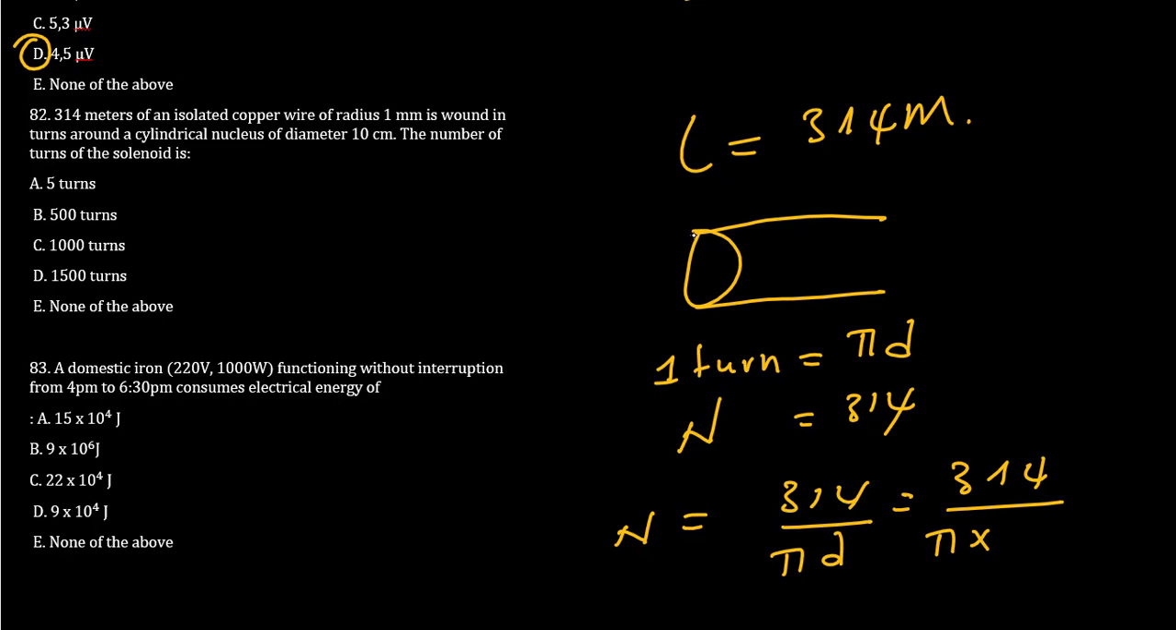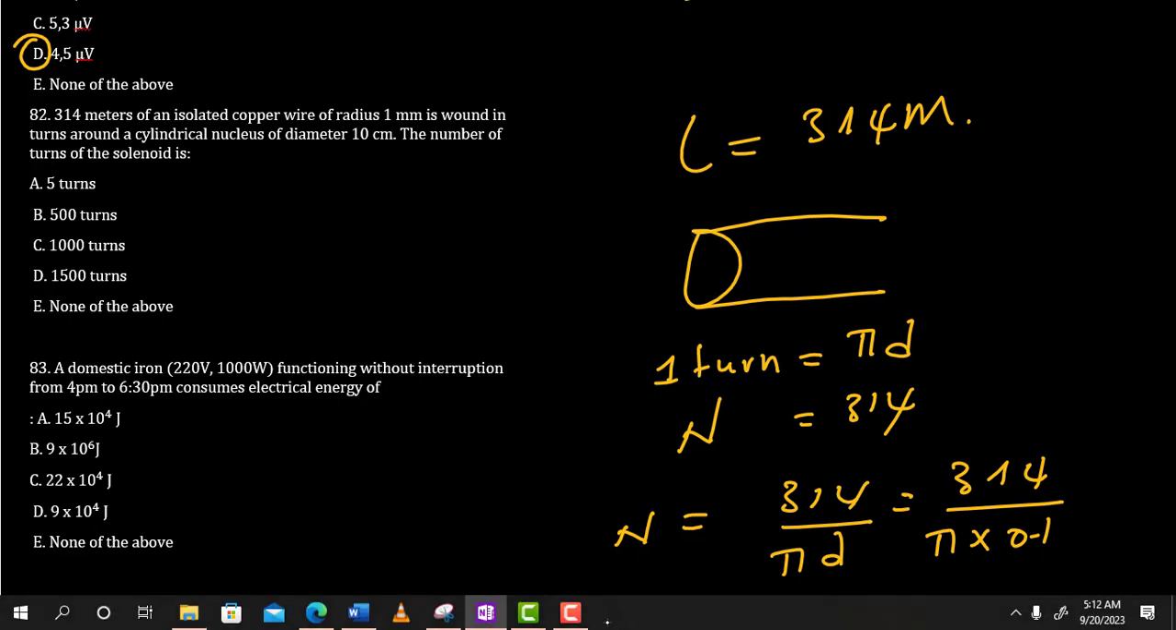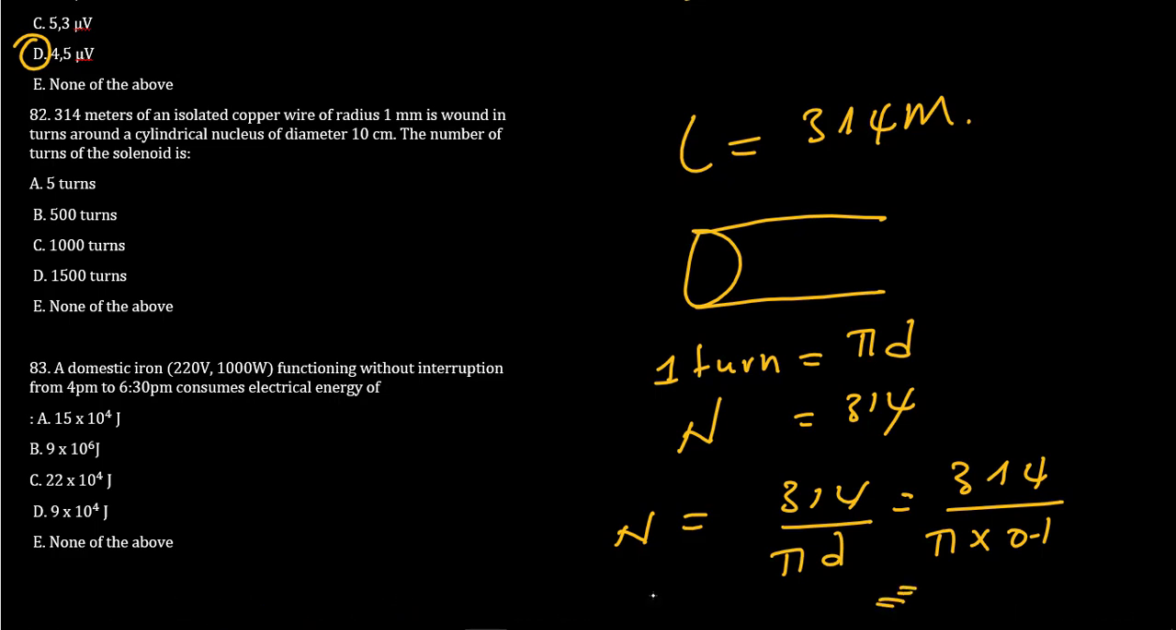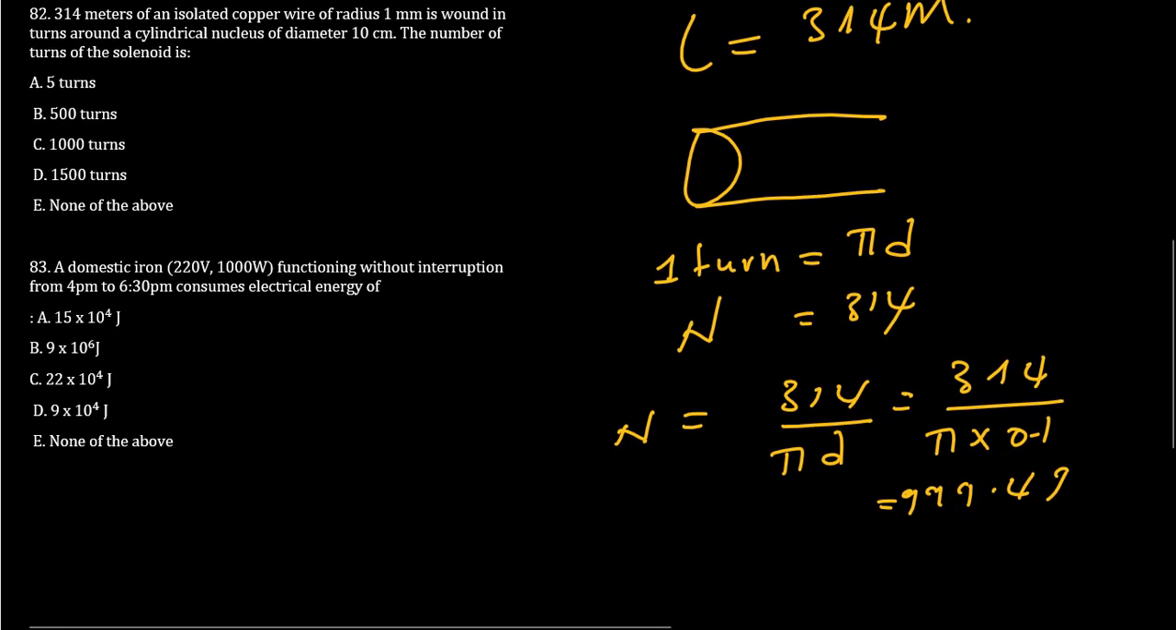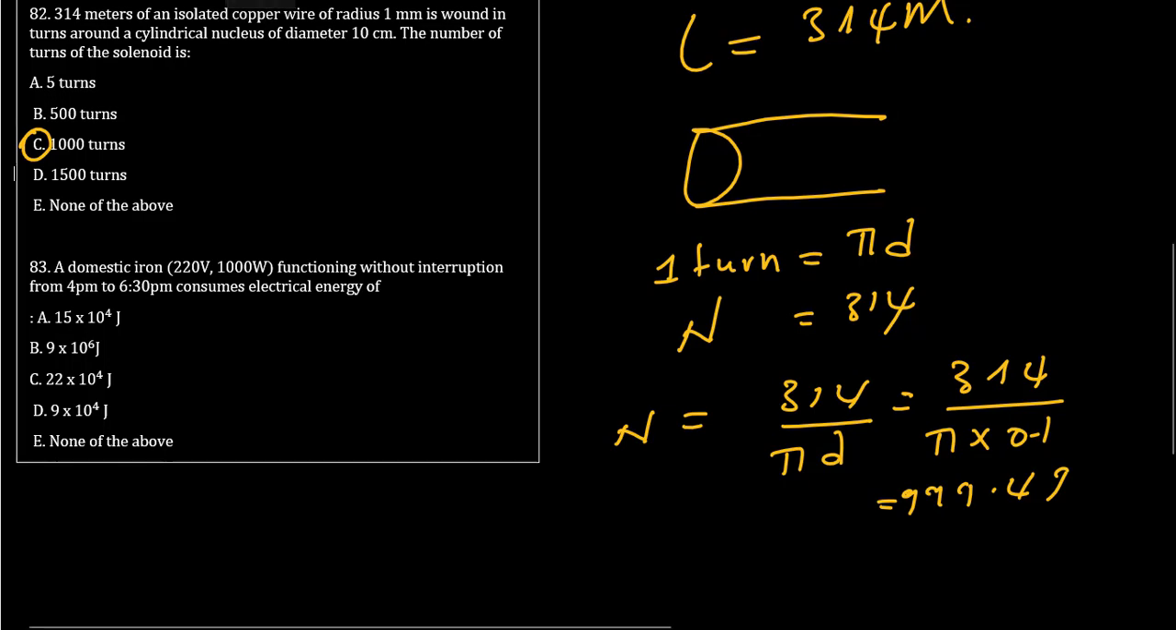The diameter is 10 centimeters, and 10 centimeters is 0.1 meter. So 314 divided by pi divided by 0.1, we have 99.49. So this will be approximately equal to 1000 turns. So we have C.